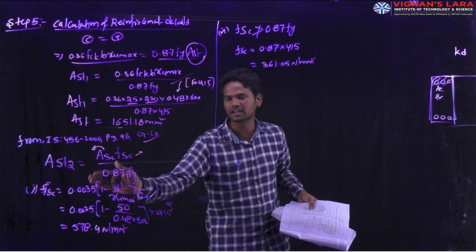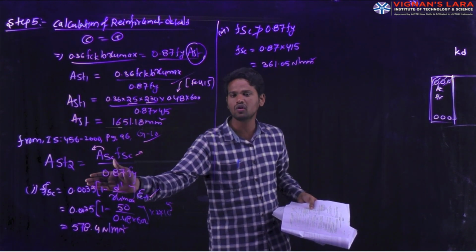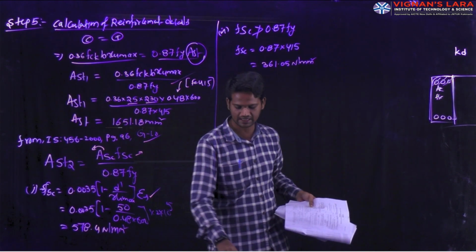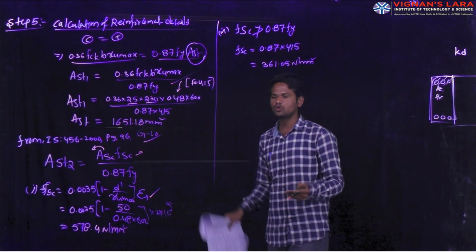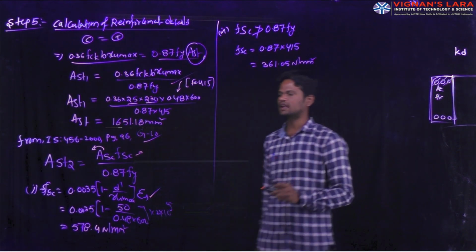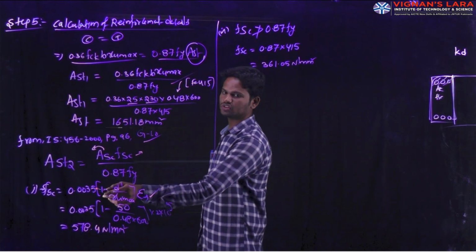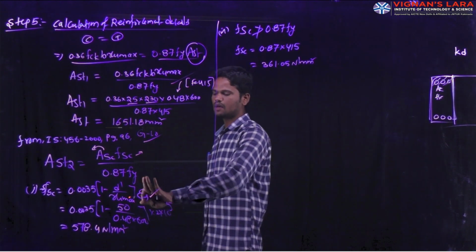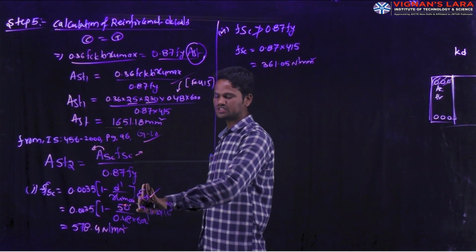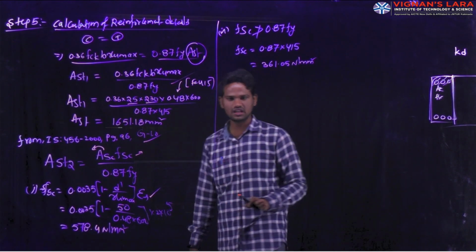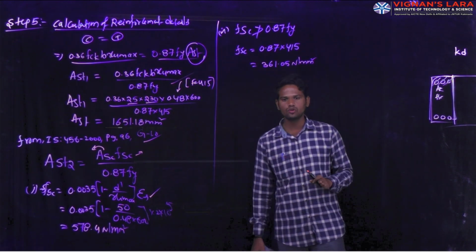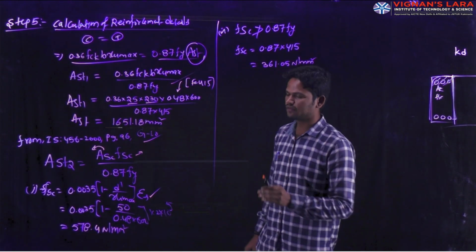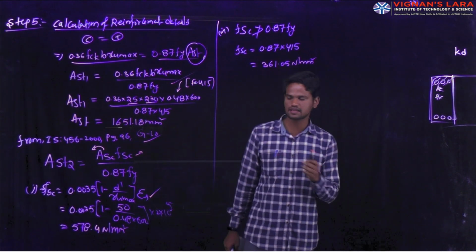From IS 456 we have the graph. From the corresponding strain we get how much stress is acting on the particular beam, that we can calculate. That is FSC equal to 0.0035 into 1 minus d dash by xu max into Es. If you are not using this modulus of elasticity of the steel, we have to take this value from the graph. That graph value I will explain while doing the class.